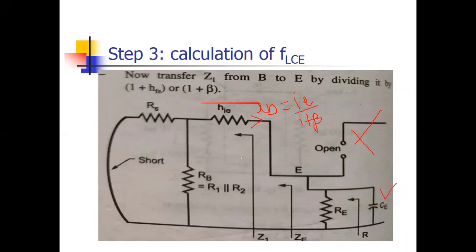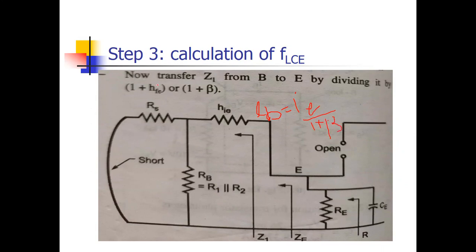If you solve this circuit, first of all these two resistances will be in parallel. This will be RS parallel RB, then in series with hie. So RS parallel RB plus hie, into current IB. If you apply KVL like this, what will be the equation? RS parallel RB plus hie into IB, then across this is IE RE. Otherwise, just remember the short trick: calculate the equivalent resistance and divide by 1 plus beta, because you know IB equals IE upon 1 plus beta. Otherwise, solve through the KVL.